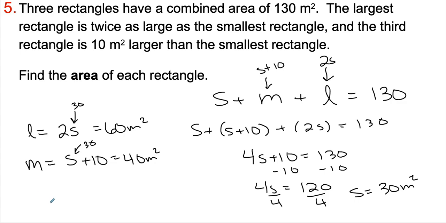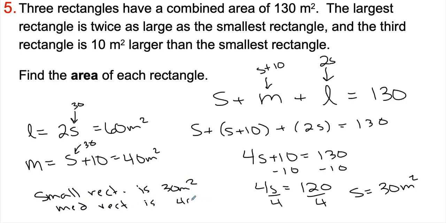Okay? So we could say the small rectangle is 30 square meters. The medium rectangle is 40 square meters, and the large rectangle is 60 square meters. And then we have it.